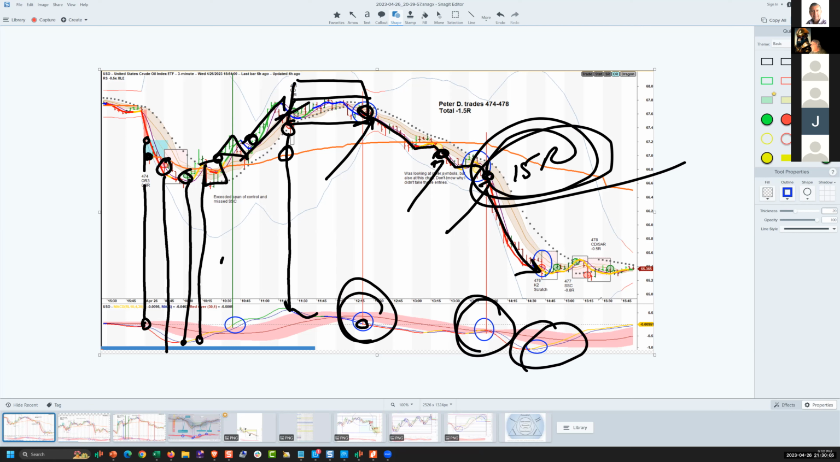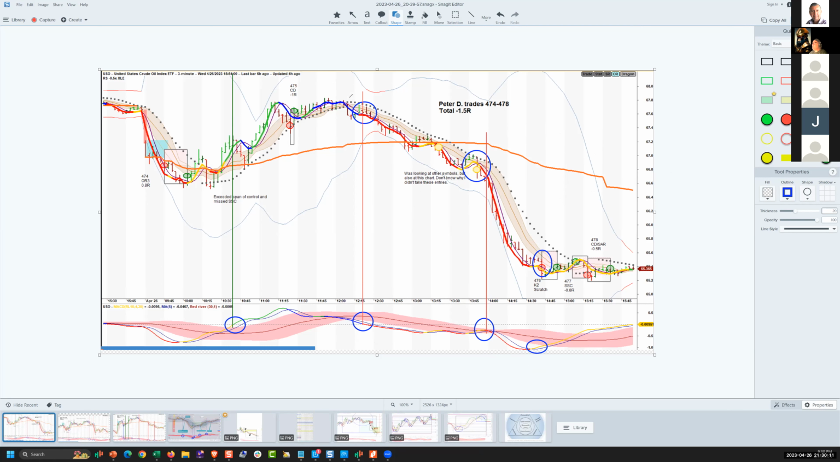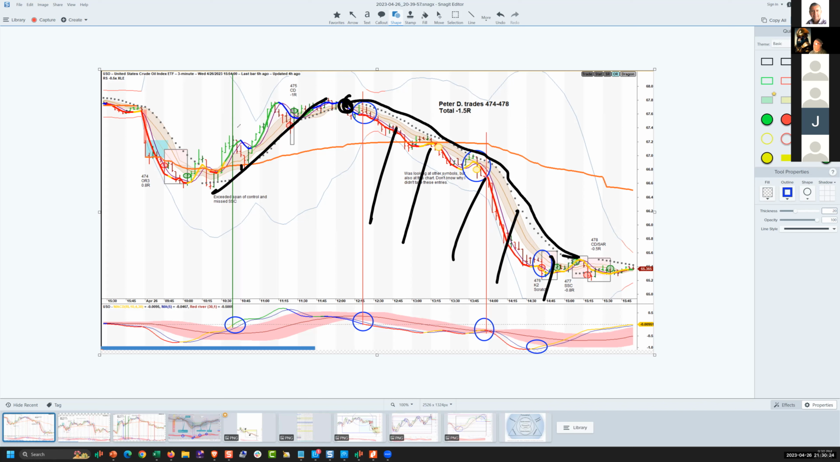Look at the MACDs. Trust the PSAR. Look at that PSAR. It flipped here. That's telling you what side of the trade you want to be on that side of it. Oh, on this one, you want to be on that side of it.